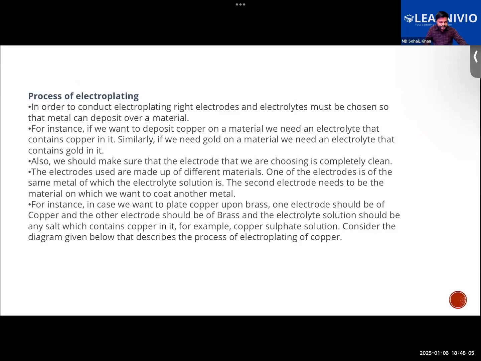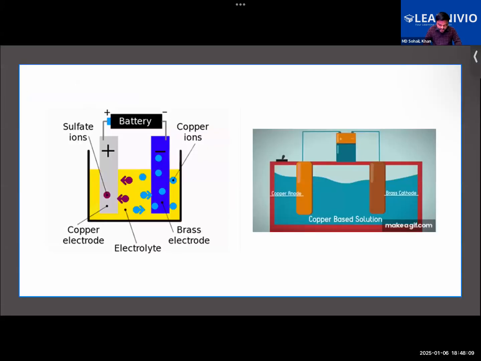Now let us learn how this electroplating is actually done. In order to understand that, we'll refer to this example of deposition of copper over brass, and that's the animation which you can see here. Let us first learn what things we need to take care of while doing electroplating.